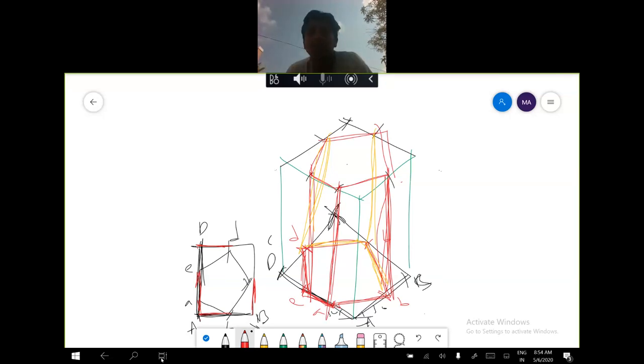This is one method. Previously I told you, without drawing the projecting rectangle also, you can project directly: this E point 90 mm, this A point 90 mm, this B point 90 mm, this point 90 mm, and we'll join all these points with a pencil. Then you will get a hexagon. Two methods you can draw. Understand?